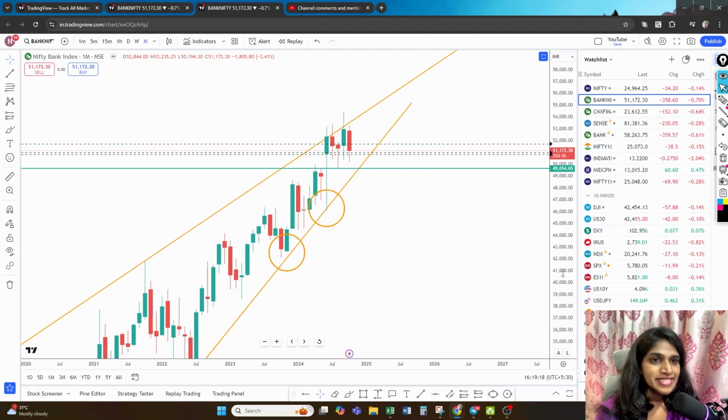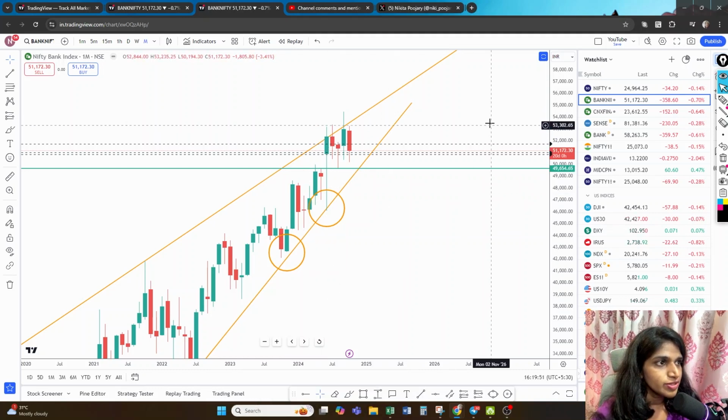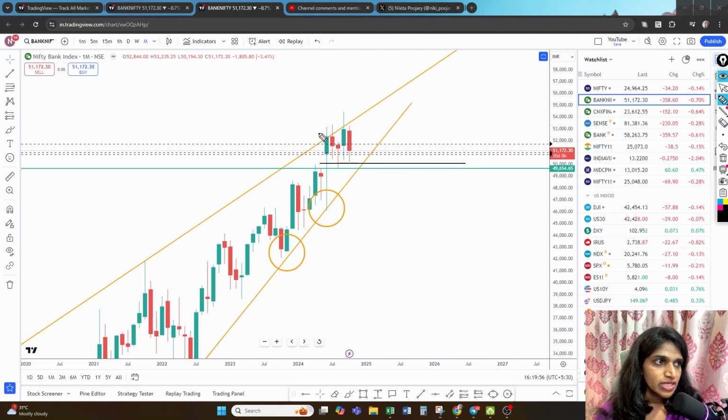So let's get started. This is the Bank Nifty monthly time frame, and what we can clearly see is that Bank Nifty is consolidating in a very large range. On the lower side it is somewhere around 49,650, and on the upper side it is trading around 53,000, 53,100. This is a big range that Bank Nifty has been consolidating in since quite some time.